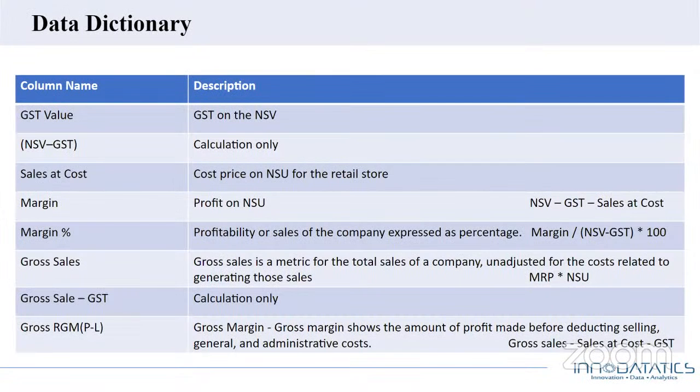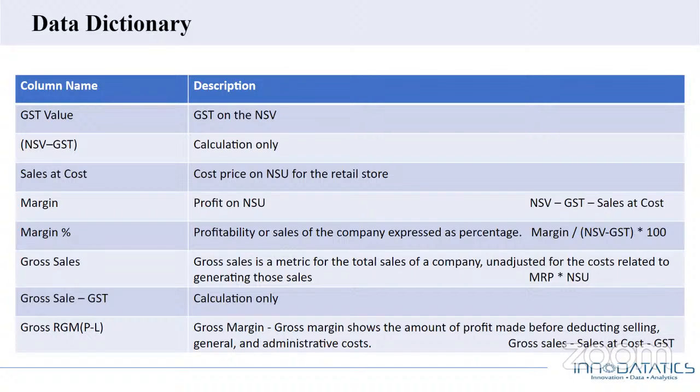GST value is the GST on the net sale value, and NSV minus GST is just a calculation column. Sales at cost is cost price on NSU for the retail store. Margin is the profit on NSU, for which there is a relationship between NSV, GST, and sales at cost. The formula has been given on the right side. Margin percentage is the profitability of sales of the company expressed as percentage. Again, the formula has been given on the right side.